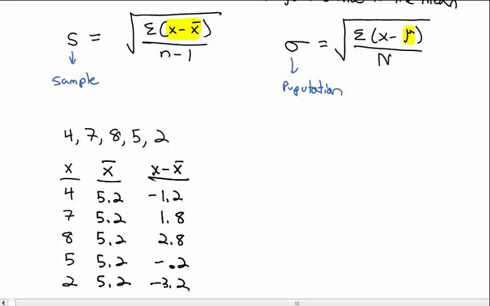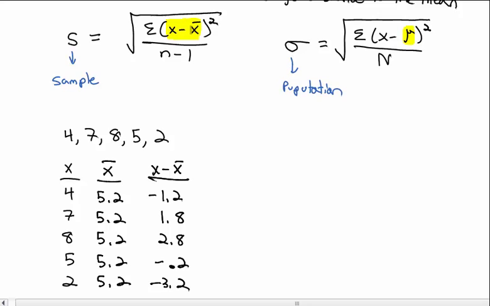You know what I just noticed? I wrote the formulas down wrong. The formulas should have a squared in them. Please add that squared to both formulas. That's important. The standard deviations have to be squared.